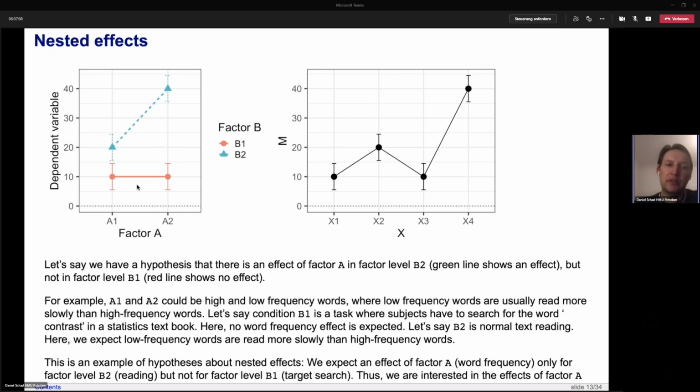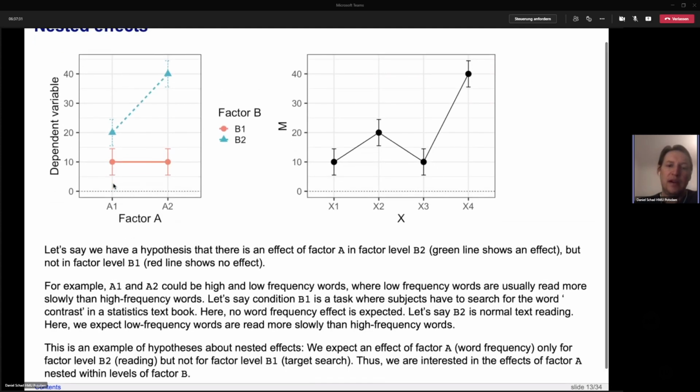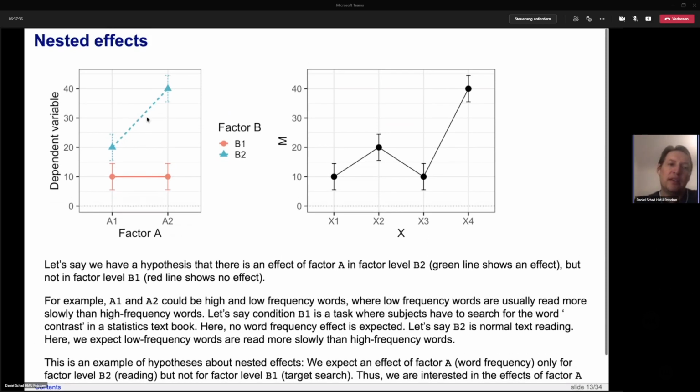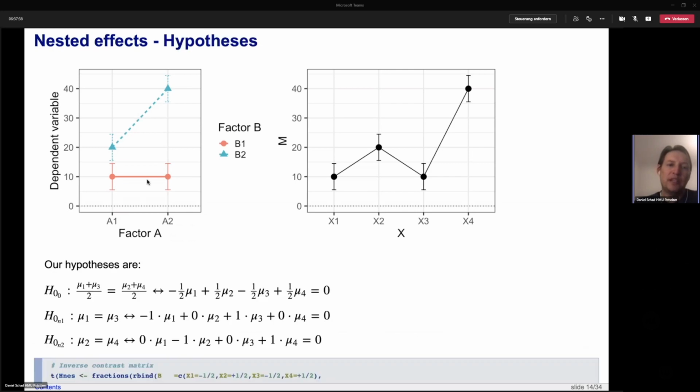But when you look for a word in a text, you just scan over the text and you don't look in detail, then the word difficulty doesn't matter. This would be the other nested effect. And then you would find overall faster reading in the visual search condition and no effect of word difficulty. Okay, so these are nested effects. So how can we test these?